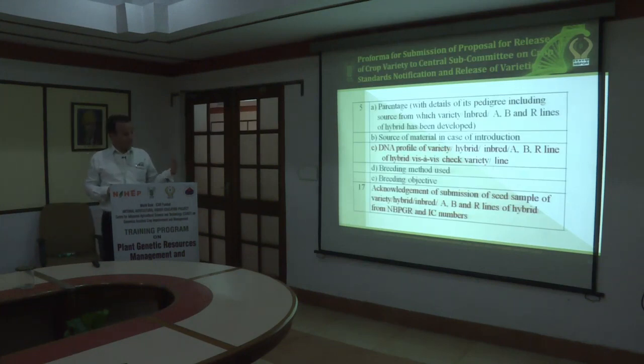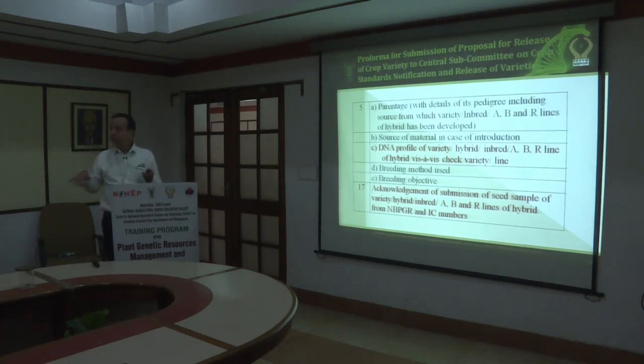In India, we have done a lot of work for the last 22 years. We have been working on this area, and one requirement is there by the Central Subcommittee on Crop Standards, Notification and Release of Varieties. Once a plant breeder develops a new variety, that variety has to be DNA profiled, and there's a long proforma. That proforma has to be filled up by those plant breeders, and section 5 of that proforma says this: parentage, with details of its pedigree, including source from which variety, inbred A, B, R lines of hybrid has been developed, source of material in case of introduction, and the DNA profile of variety, hybrid, inbred A, B, R lines of hybrid vis-a-vis check variety or line. So this is the requirement at the ICAR level.